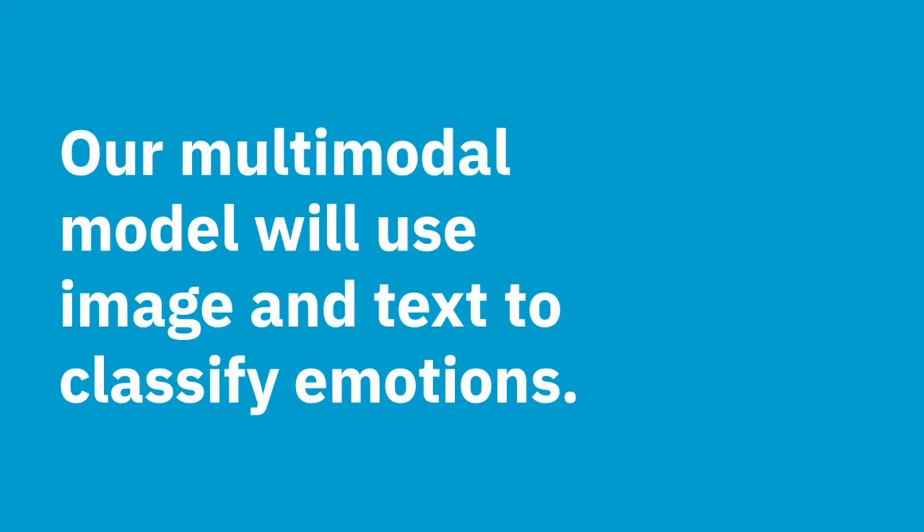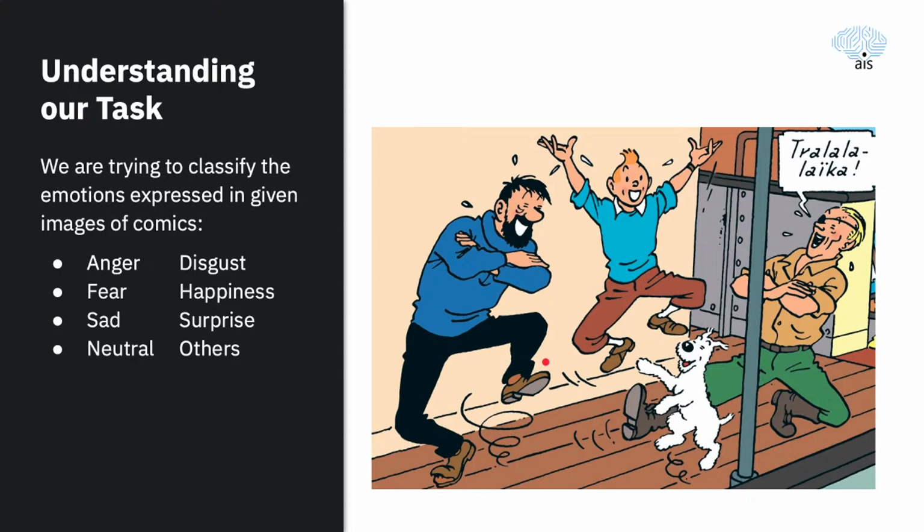Basically, emotion recognition in comics is a challenge where you have to develop a multimodal model that uses image and text to classify emotions. The task: here is the image sample. You have Tintin in the dark and some text here. Given the text and image, you have to classify emotions.